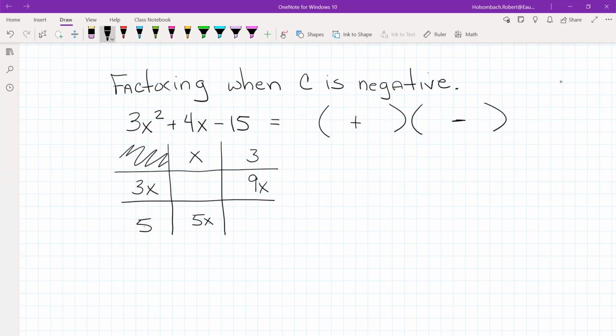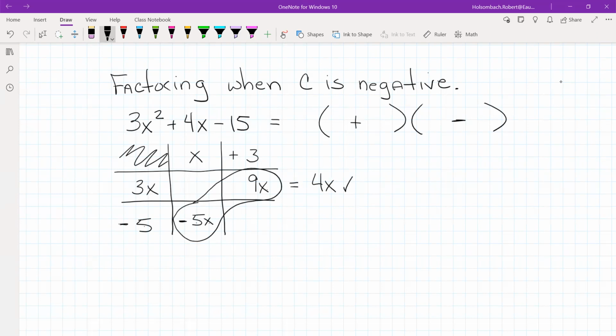That means that this 9x right here has to be positive, doesn't it? And if this 9x here has to be positive, then this 3 has to be positive. If the 5x needs to be negative, then this 5 right here needs to be negative. So x times a negative 5 is negative 5x, and 3x times a positive 3 is positive 9x. So now look, when we combine these two, negative 5x plus 9x is 4x.